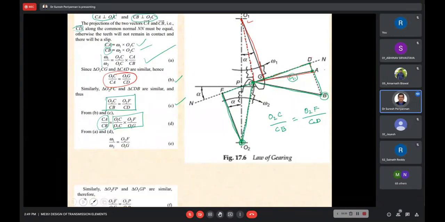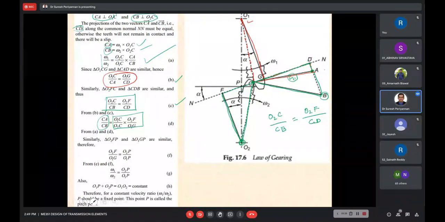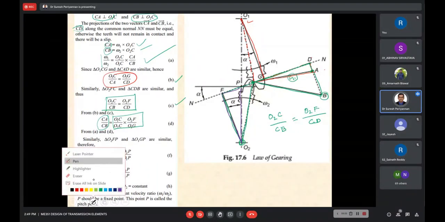From this relation, again you can consider O2FP with respect to this similar triangle. Which one is the similar triangle? Another similar triangle I'm considering is O2FP. This is the similar triangle now. I erased the earlier one.